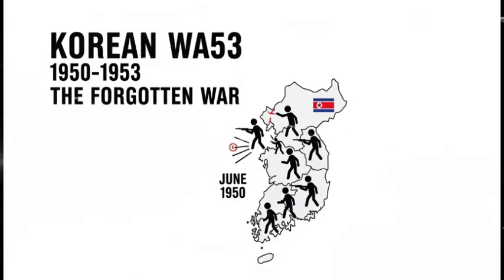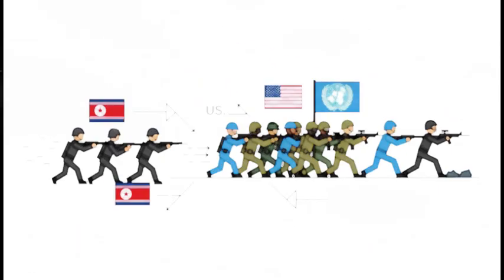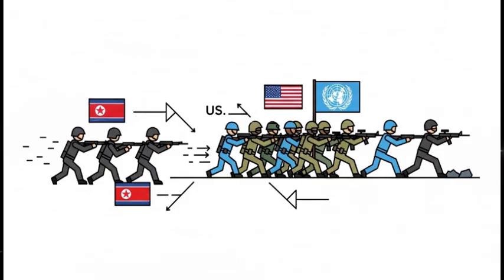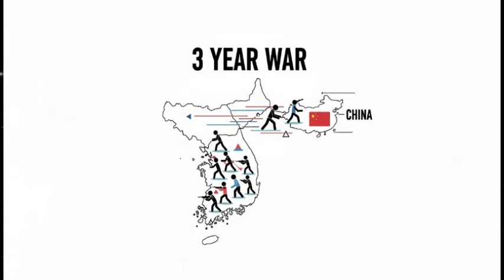Korea, the Forgotten War, 1950 to 1953. In June 1950, North Korea, backed by the Soviet Union and China, invaded South Korea. The United Nations called for intervention, and the United States led a coalition to push them back. What was supposed to be a quick operation turned into a 3-year war.